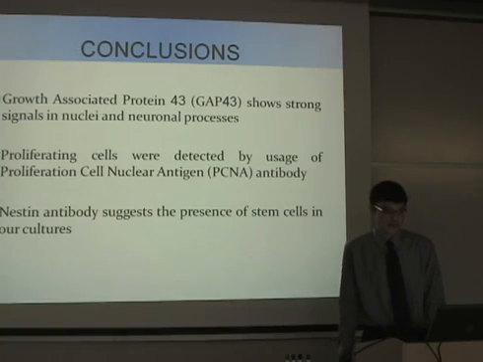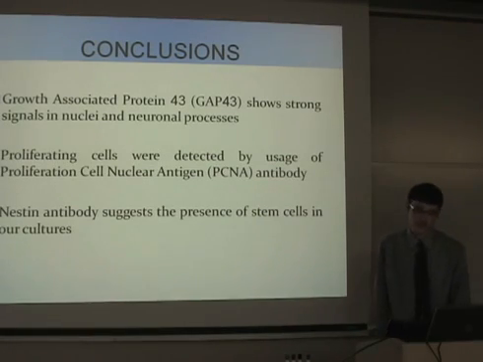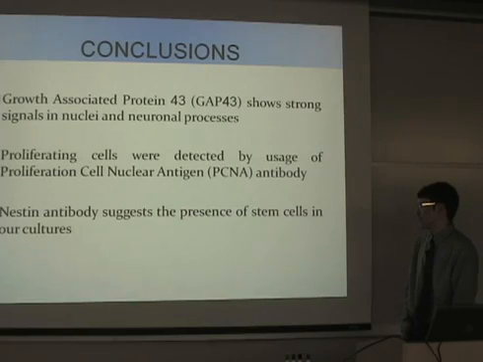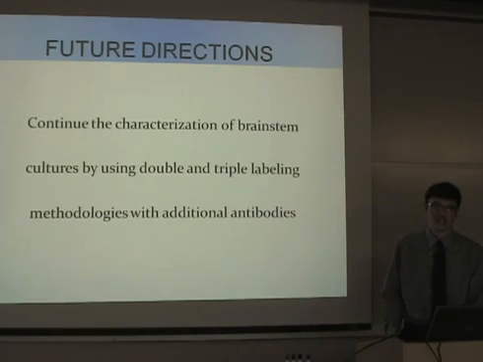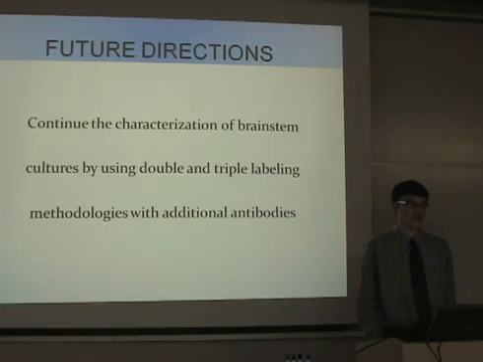Some of the conclusions of our experiment: we used growth-associated protein 43, GAP43, that shows strong signals in nuclei and neuronal processes. We also identified the proliferating cells by the usage of the PCNA antibody, and we used the nestin antibody, whose expression suggests the presence of stem cells in our cultures. Some of the future directions for our experiment is to continue characterizing these brainstem cultures by using double and triple labeling methodologies with the usage of additional antibodies.